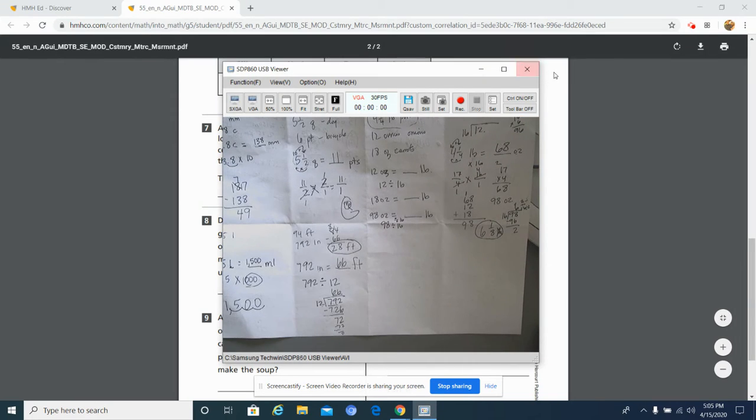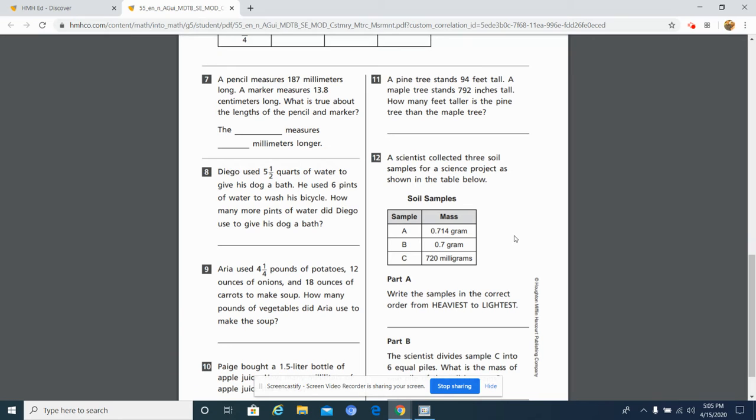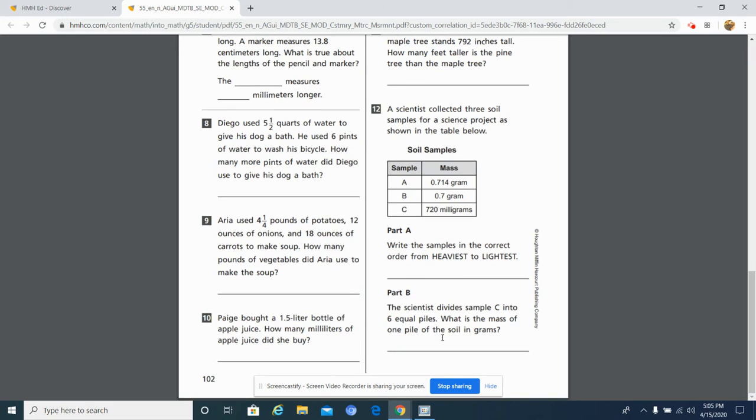All right, last one. It's got a two-parter though. A scientist collected 3 soil samples for a science project as shown in the table below. Write the samples in the correct order from heaviest to lightest. Well, we already know that these 2 are in grams, so our best bet is to change this one into grams so that we don't have to change those 2 into milligrams just to see what it's compared. But let's see. Pile of grams. Yep, so it wants this in grams anyway.